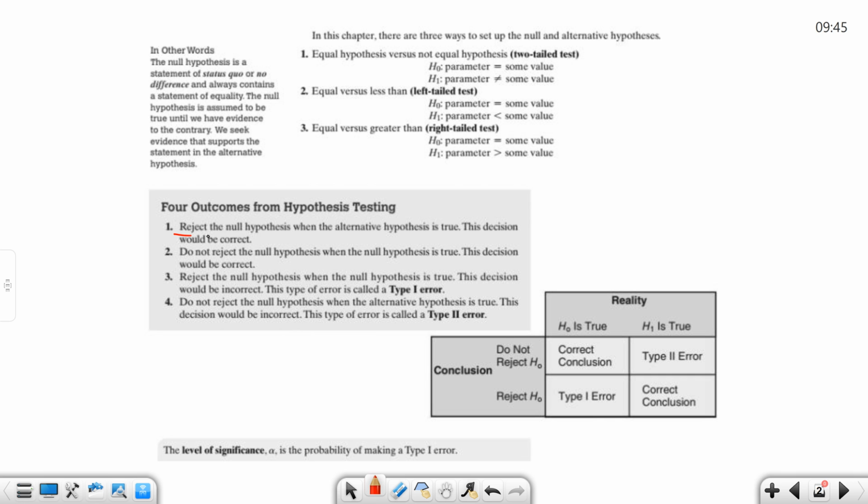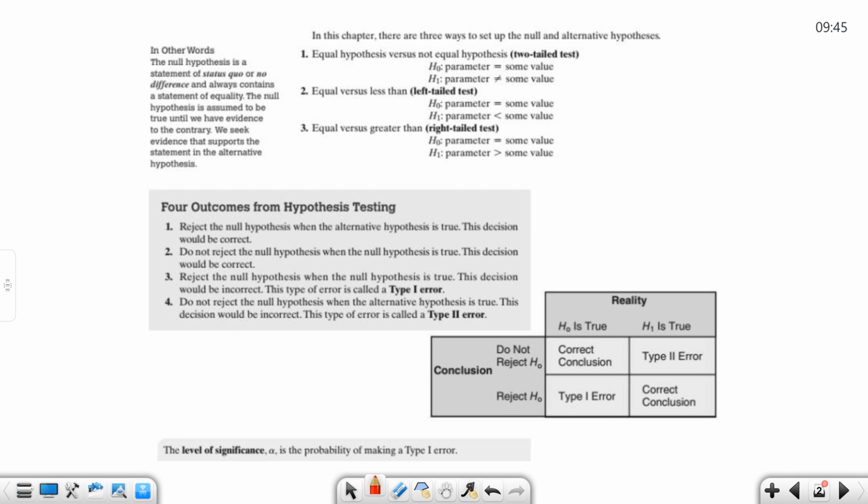You either reject the null when the alternative is true. So you have two hypotheses, right? If you actually reject the null, reject H naught when H1 is true, then you did the right thing, right? That's a true outcome there. The decision there is correct. H naught was not true. I rejected it. So H1 is true, and that's the one I accepted because I rejected H naught, okay? And then I do not reject the null hypothesis when the null hypothesis is true.